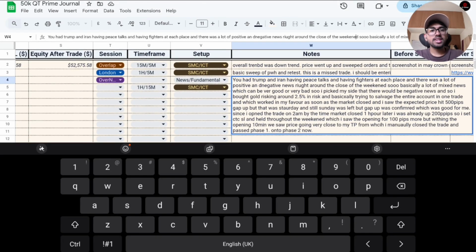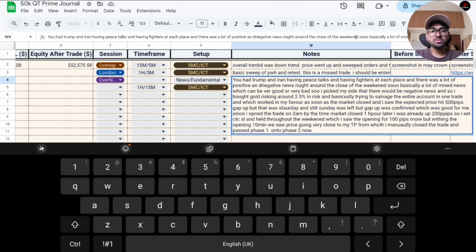So you had Trump and Iran having peace talks and having fighters at each place, and there was a lot of positive and negative news right around the close of the weekend. So basically a lot of mixed news, which can be either very good or very bad. So I picked my side, that would be negative news. So I bought gold risking around 2.5% in risk, basically trying to salvage the entire account in one trade, which worked in my favor as soon as the market closed and I saw the expected price hit 500 pips gap up.